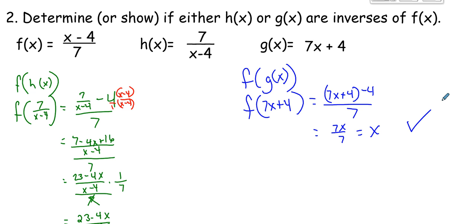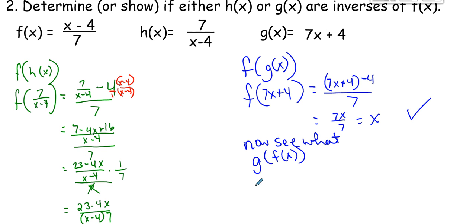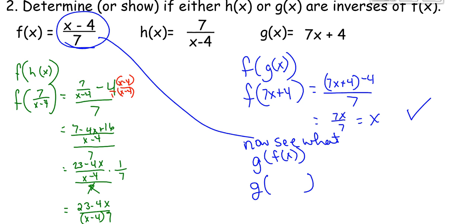But I will comment that we do have to go the other direction as well. So we have to now see what g of f of x is. I have to make sure it works both ways. So now g is the outer function and f of x is the inner function. So I'm going to put this right there now.